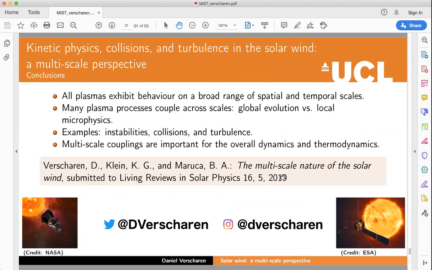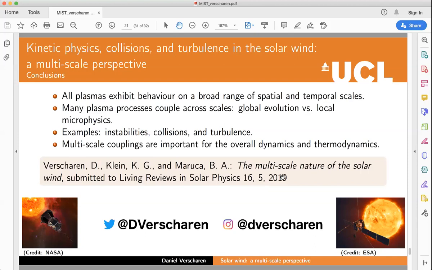That brings me to the conclusions of this presentation. One of the key points to take away from this is that all plasmas, no matter where you deal with them, exhibit behavior that happens on a very broad range of scales, including spatial scales as well as temporal scales. A lot of these processes couple across the scales. For example, the global expansion can ultimately lead to the creation of instabilities, a very local and small-scale process. And the other way around, small-scale processes, for example the dissipation of small-scale turbulent fluctuations, can have an impact on the global evolution of the plasma. So it goes both ways.